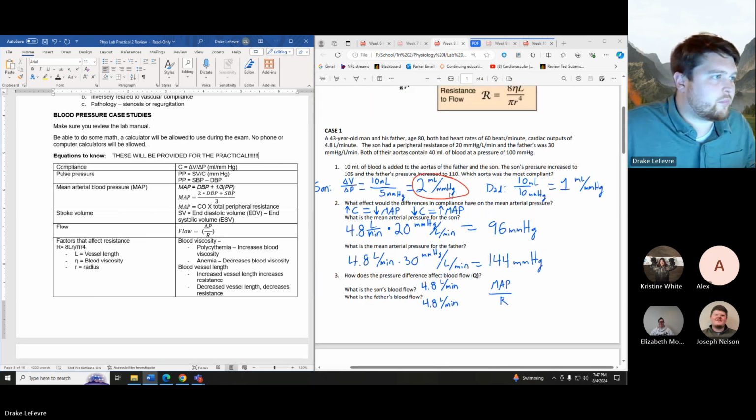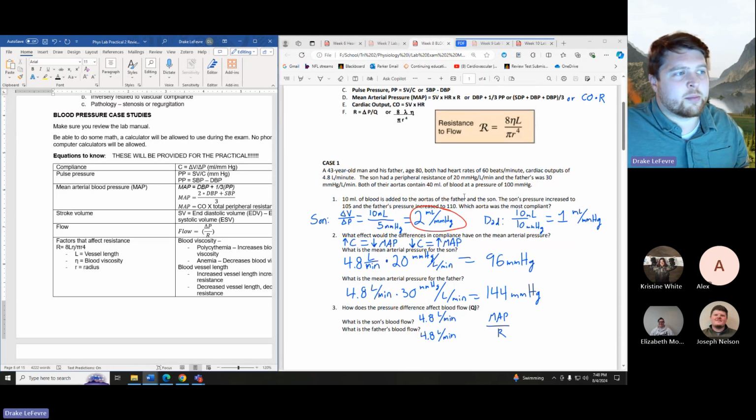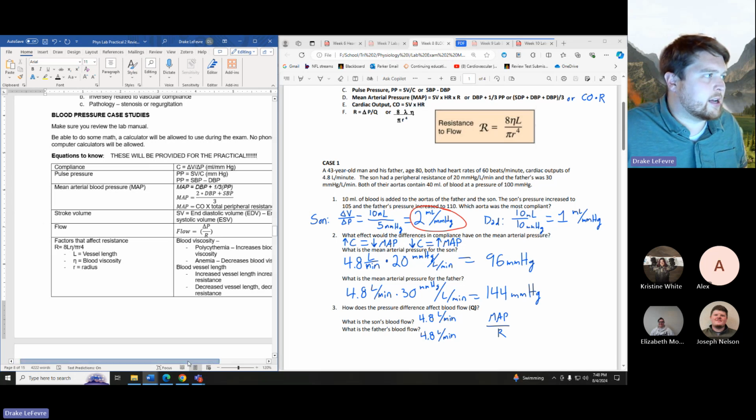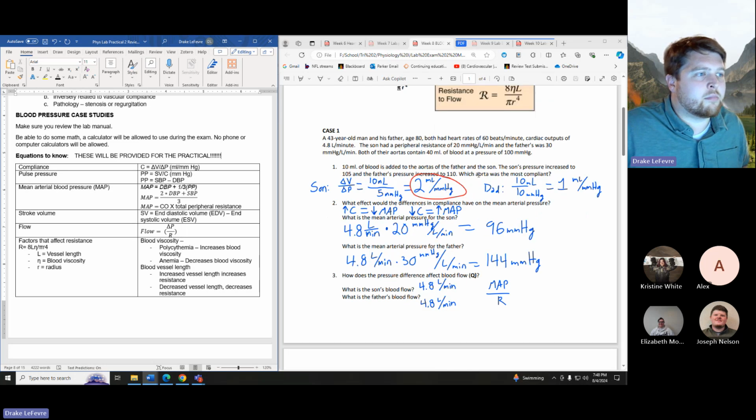Good. Okay. Case one. You'll notice a lot of these cases, the numbers will change, or he'll literally have these cases verbatim for your test. A 43-year-old man and his father, who's 80, both have heart rates of 60 beats per minute, cardiac outputs of 4.8 liters per minute. The son had a peripheral resistance of 20 millimeters of mercury per liter per minute, and the father's was 30. Both of their aortas contain 40 milliliters of blood at a pressure of 100 millimeters of mercury.